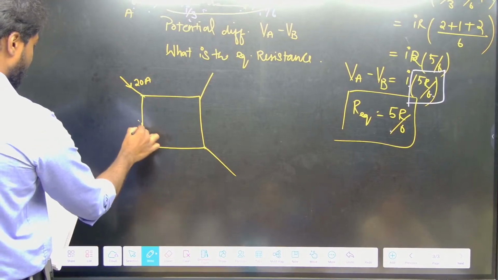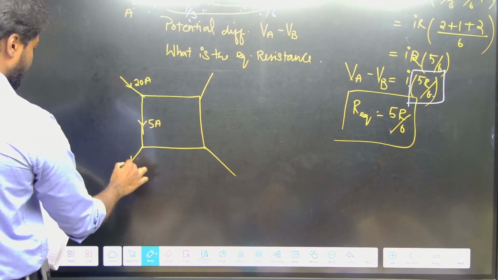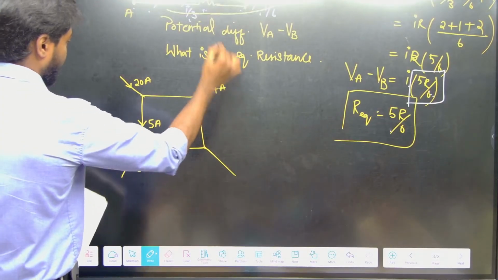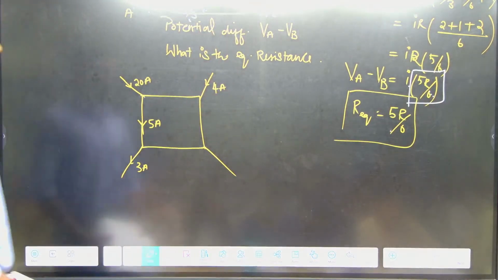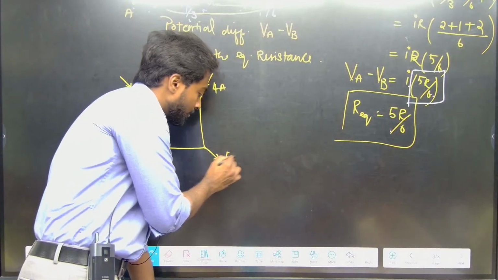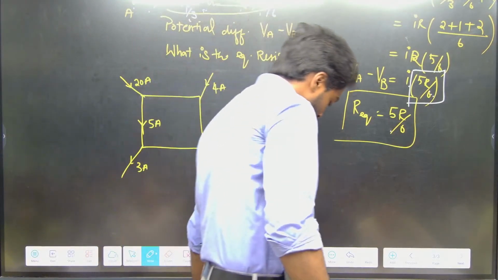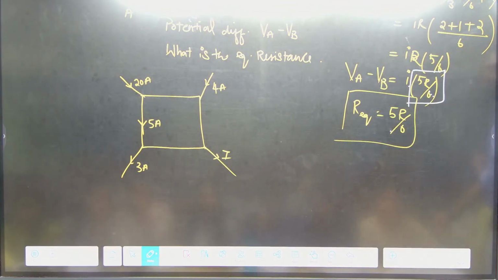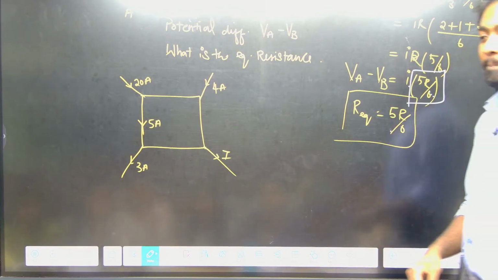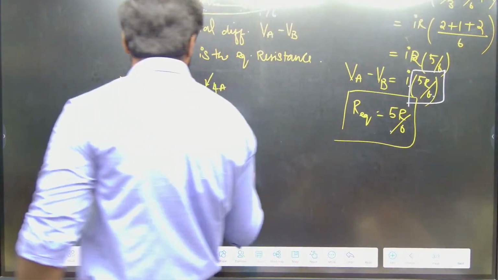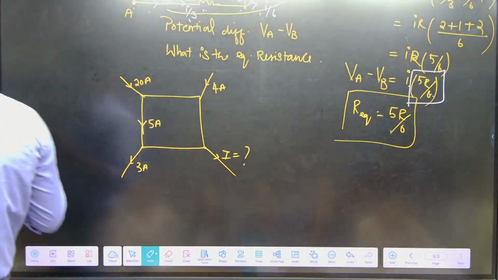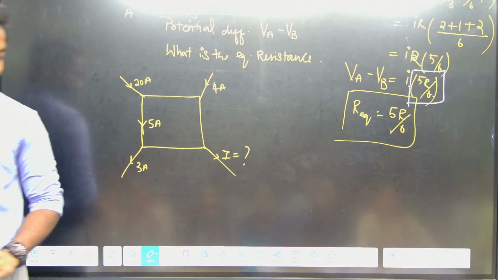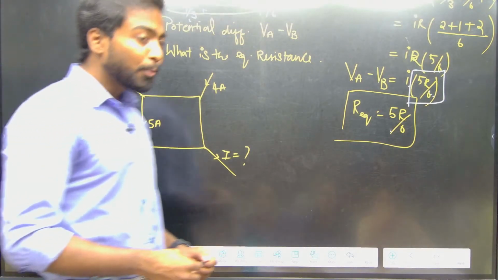Ampere, and this is 5 ampere, this is 3 ampere, and this is 4 ampere. What is I here? What is the value of I? 2.